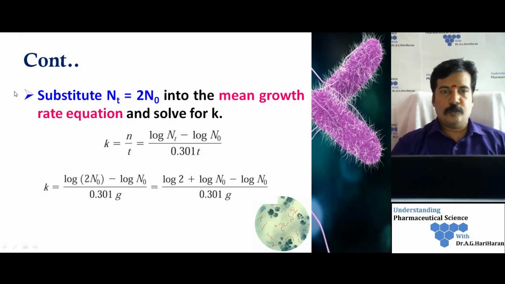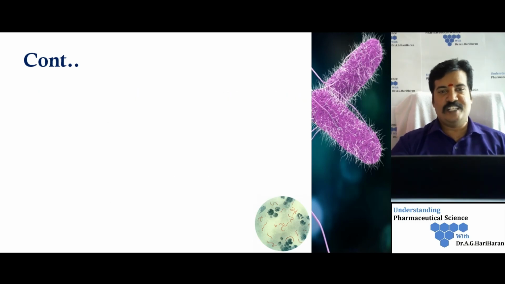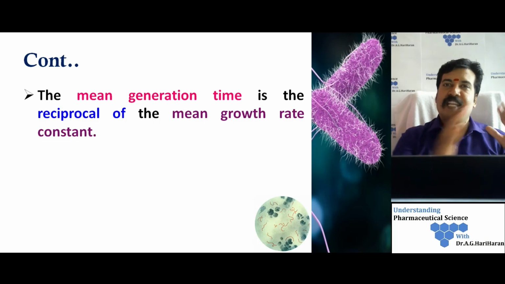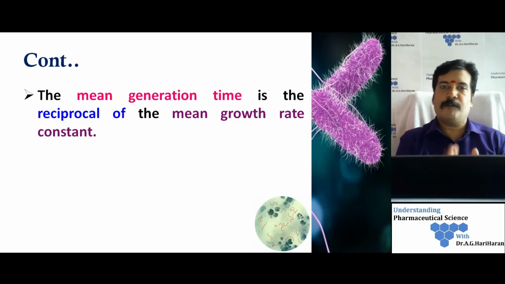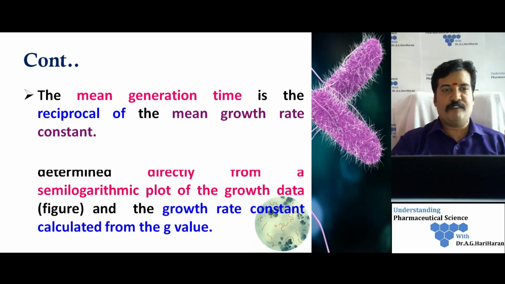So if I put log 2n0 minus log n0 by 0.301 g, we get log 2 plus log n0 minus log n0. So this plus log n0 and minus log n0 will cancel. Similarly, log 2 and 0.301 will also cancel. So the mean growth rate is inversely proportional to the mean generation time g, k equals 1 by g, right? So the mean generation time is inversely proportional to the mean growth rate that we have got from the equation.